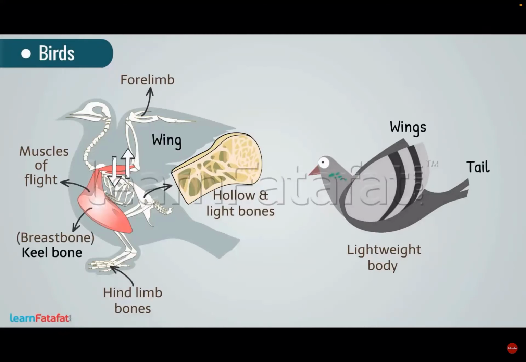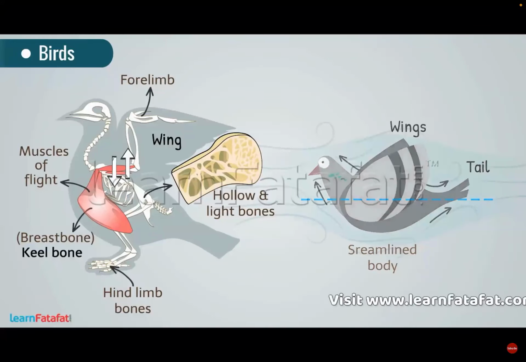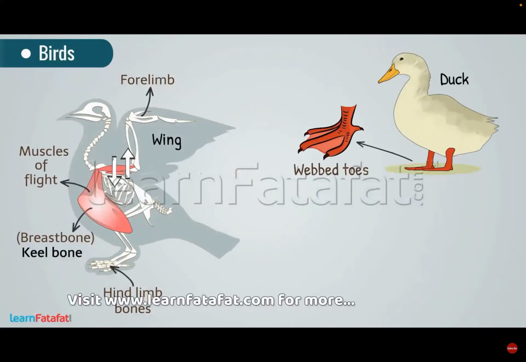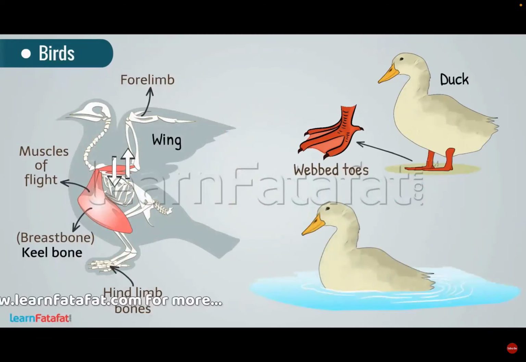Wings and tail help them to balance their body in air. The body shape is streamlined such that it minimizes the air resistance during flying. Some birds, like ducks, have webbed toes which help them in swimming on water.